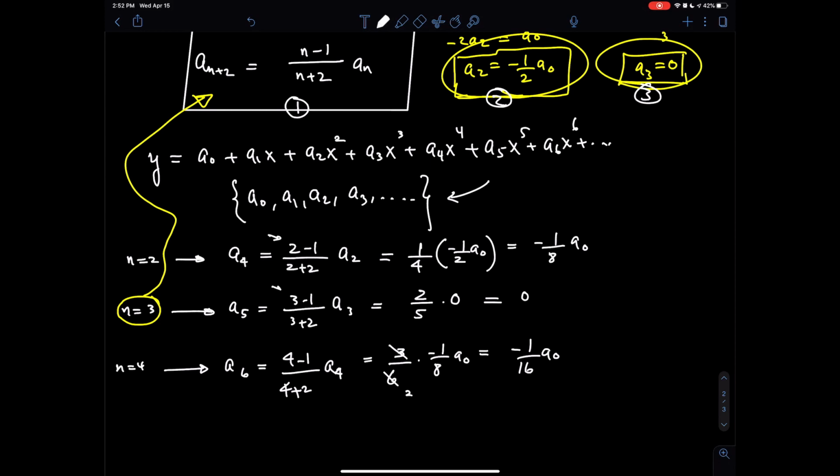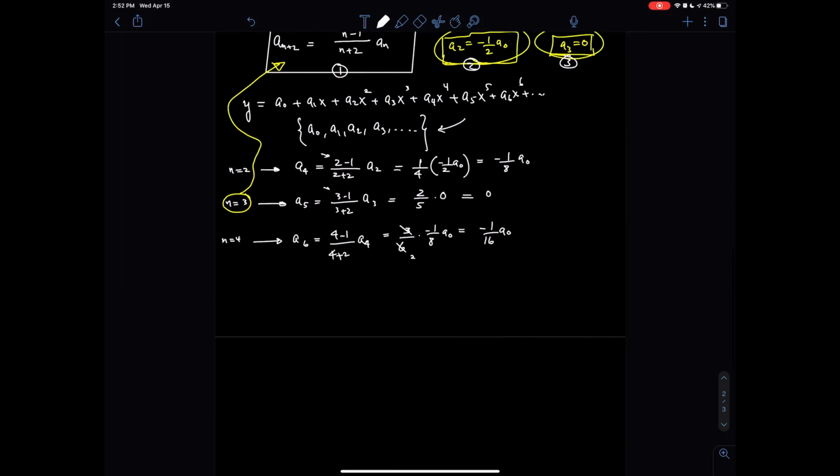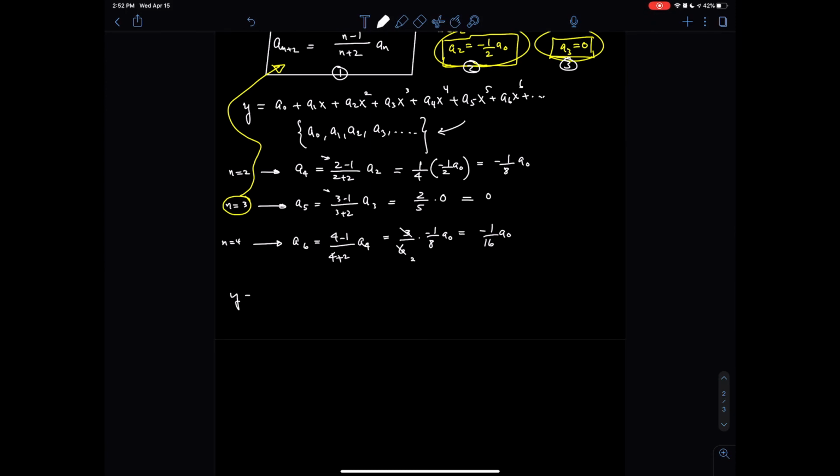Okay, so let's see what we can do with these. It looks like everything is in terms of a naught, and I don't see a1, so obviously that must be my other constant. So let me just take this up so I could write what everything is here. So my solution will be, and I'm going to just write it in general first, a naught plus a1x plus a2x squared plus a3x cubed plus a4x to the 4, a5x to the 5, a6x to the 6, and so on.